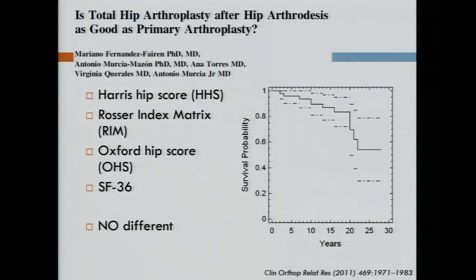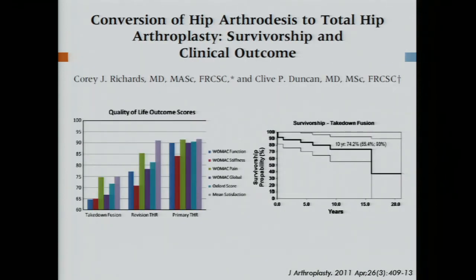For the results of the conversion, there are quite a few papers, including two published in 2011. One paper says that every score is quite nice and the survival rate is quite good. Another, published in the same year, is totally different. In this paper, every score, WOMAC, Oxford, and mean classification score, of the takedown fusion is less than primary total hip arthroplasty. Also, the 10-year survival rate dropped to only 74%.